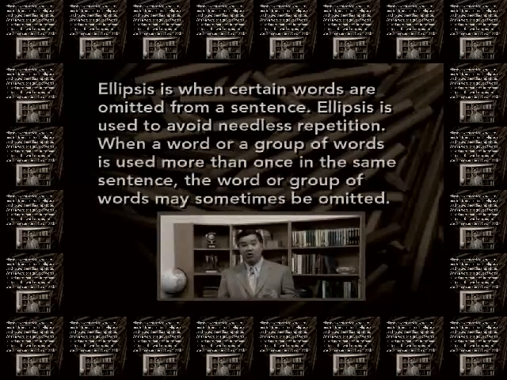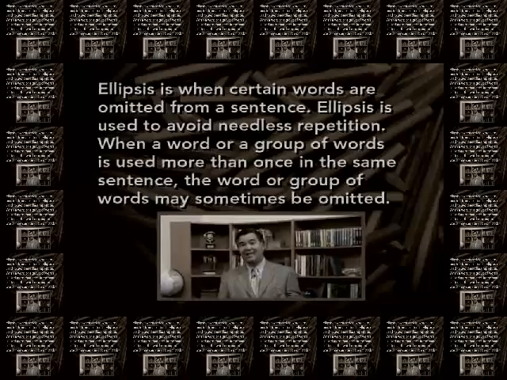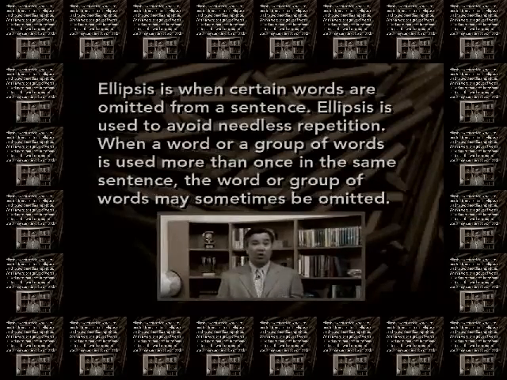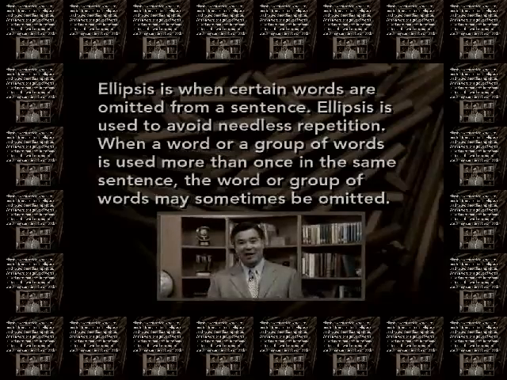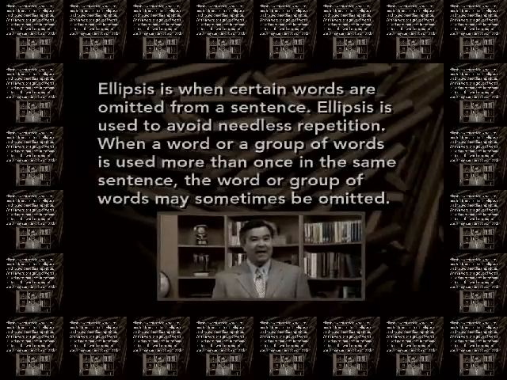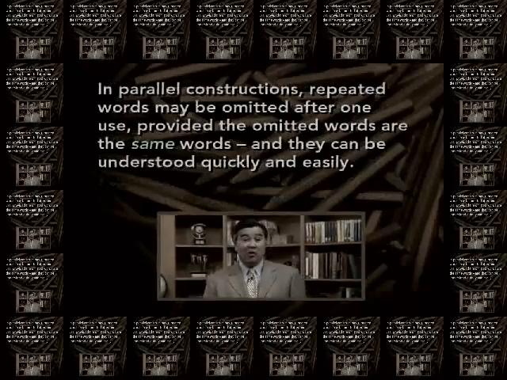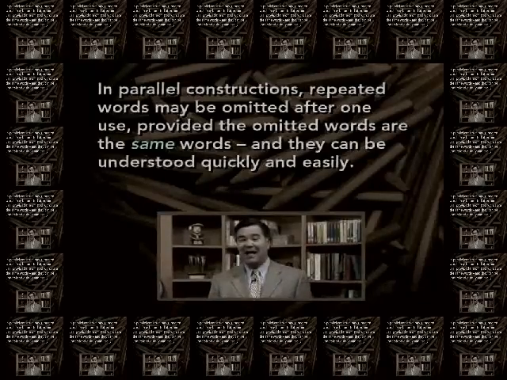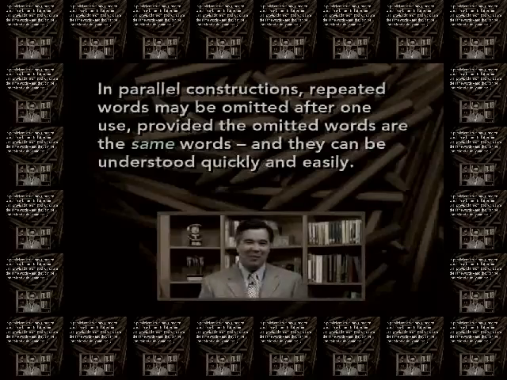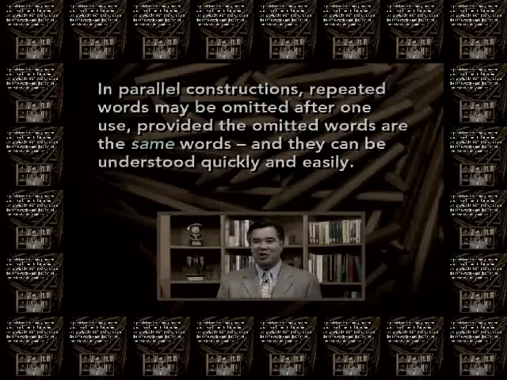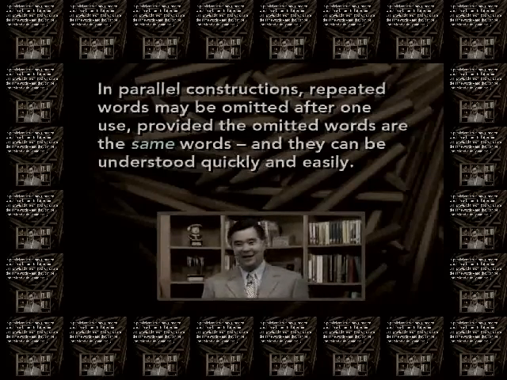Now, when a word or a group of words is used more than once in the same sentence, the word or group of words may sometimes be omitted, but this must be done correctly. Now, in parallel constructions, repeated words may be omitted after one use, provided the omitted words are the same words and they can be understood quickly and easily.